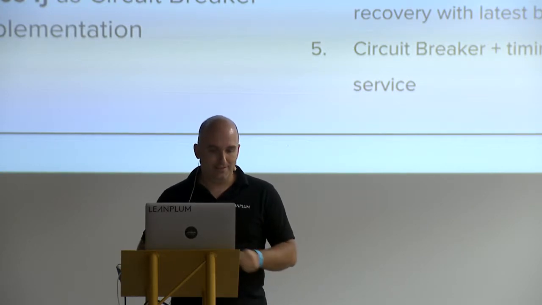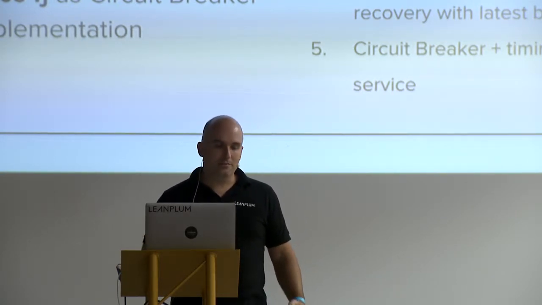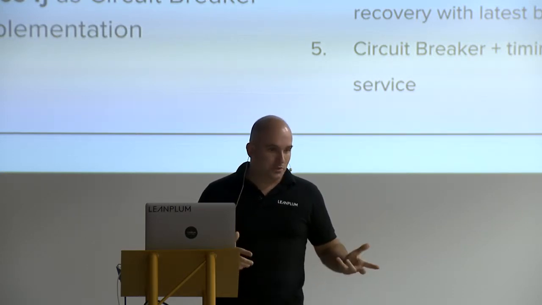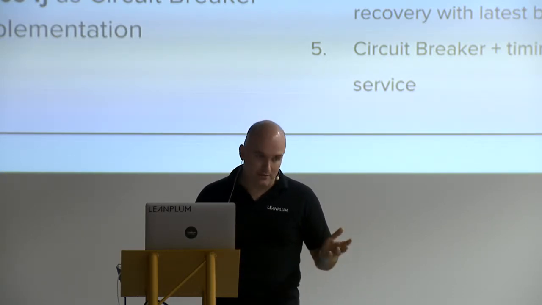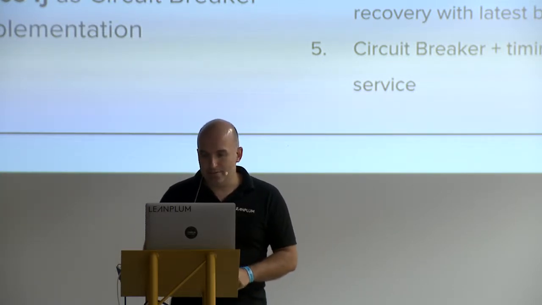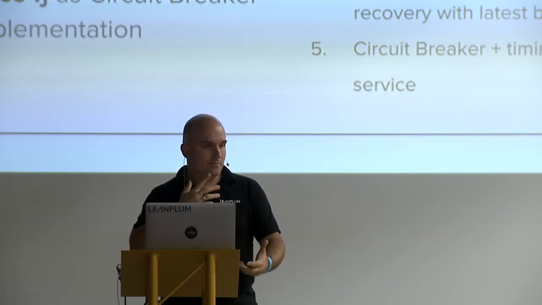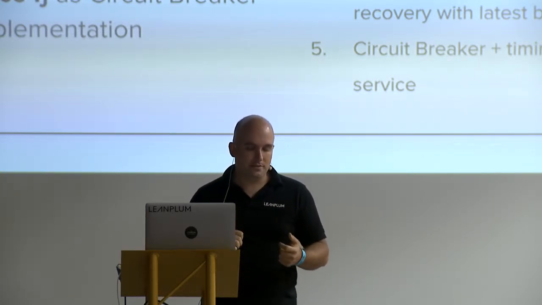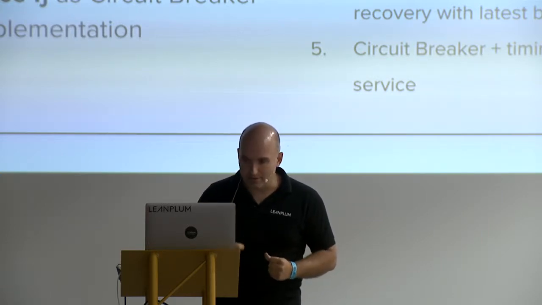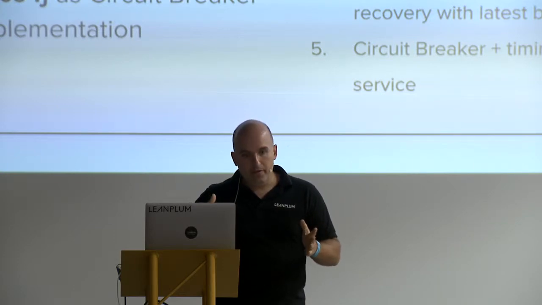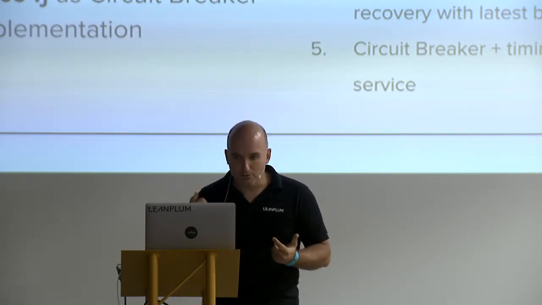That's why we have this latest book service. It's better to return, for example, the latest books to the user instead of an empty list or an error, which is worse. And the fifth scenario is more artificial, because in the demo I cannot fully simulate this, but it's again a circuit breaker which after a certain period of time closes itself, so the system kind of automatically moves to its initial state and everything starts working correctly. So in the beginning, requests will be failing, and after a certain period of time they will start returning okay.